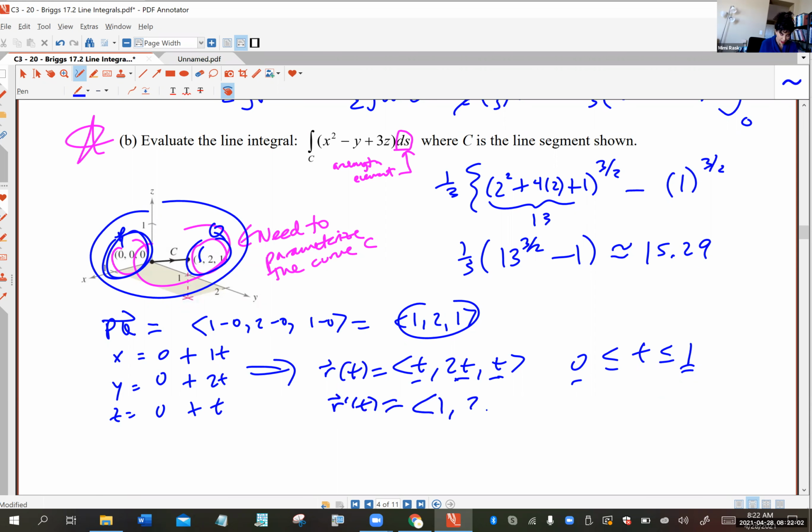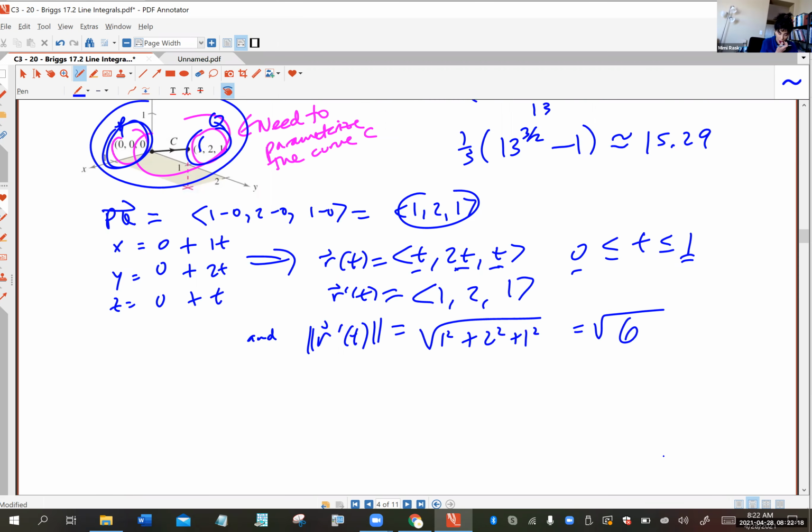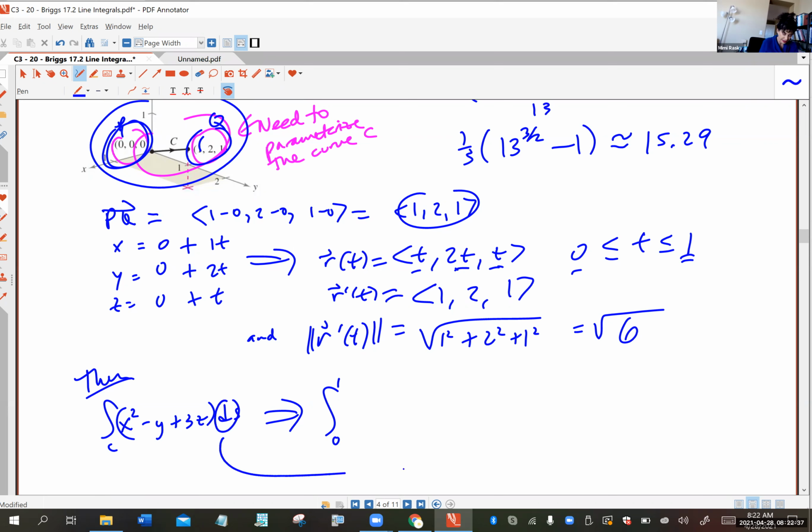I'm going to get the velocity vector. Well, how come? Well, because I need to get speed, the magnitude of the velocity vector, because that's going to help me get the arc length element. Okay. So then we can take this line integral, which I don't know how to integrate. I have no idea. And we convert it to a single integral we can integrate. So the limits are 0 to 1 seconds, and then we're going to have this ds get replaced with square root of 6 dt.